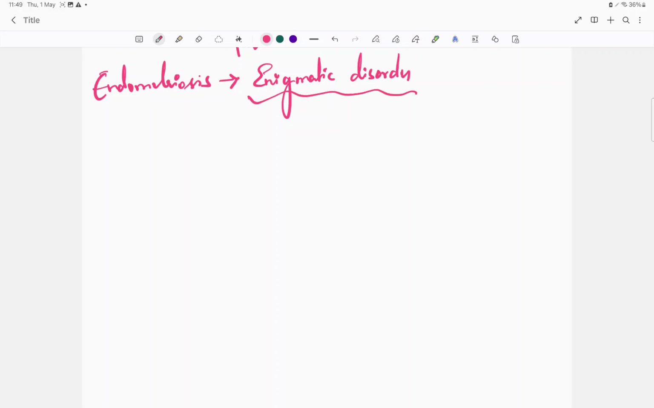Endometriosis is called an enigmatic disorder. What is an enigmatic disorder? It is a disorder which cannot be explained perfectly. There are some theories which justify the disease, and that is why it is called an enigmatic disorder. Endometriosis cannot be explained perfectly as to why it is happening, but there are multiple theories explaining it.